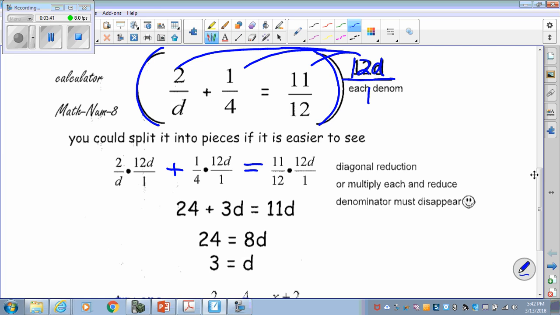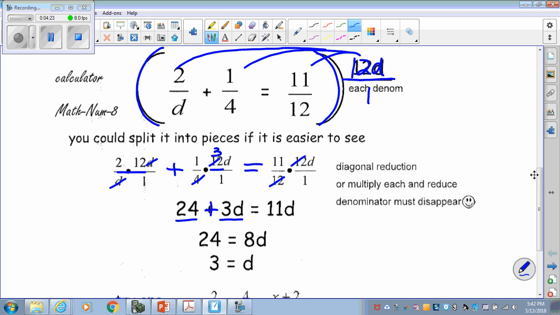What I get is I would have my d's cancel out. Remember we promised that the denominator would go away if I do this. So the d's go away here, so I have 2 times 12 is 24. Plus, now if I have 12 in the numerator, 12 divided by 4 is 3. So what I have here is 3d. Equals, and then these 12s cancel out, and so I have 11d.